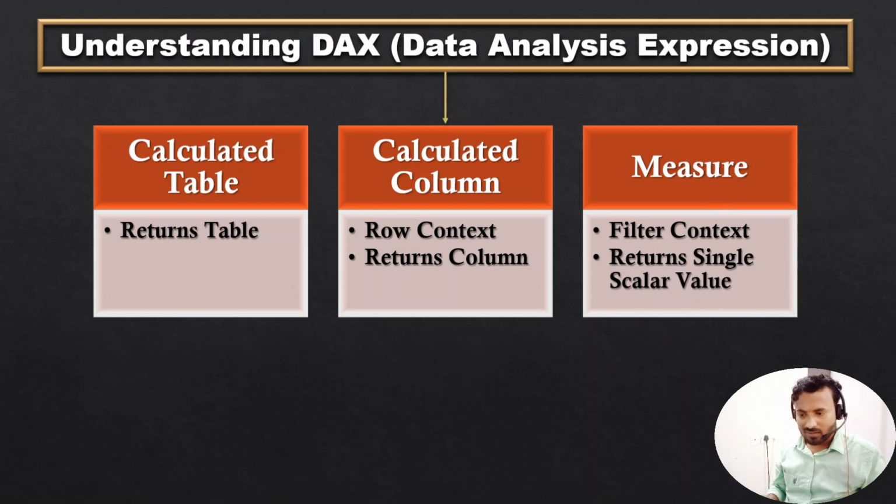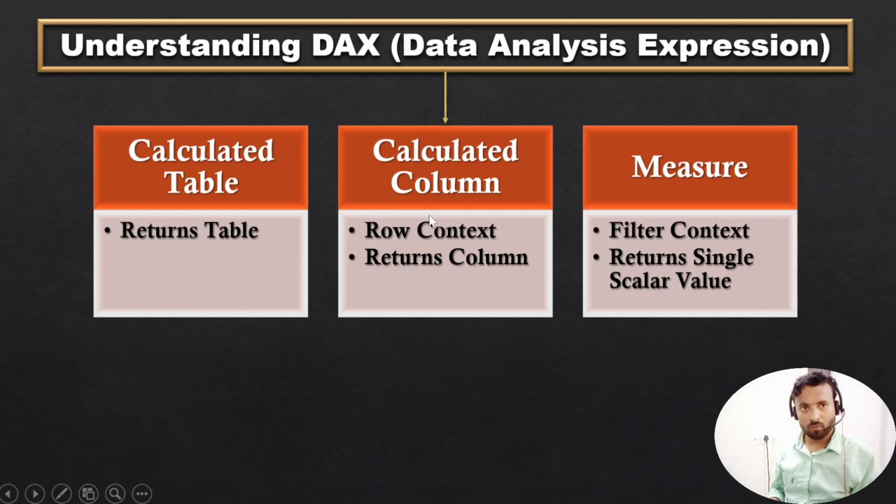What are the differences between calculated table, calculated column, and the measures? Let's understand this. When you write a DAX formula to calculate a calculated table, it will return a table. It is not going to return a single scalar value. It is not going to return a column completely. It will return you a table, right? And that is what this calculated table is all about.